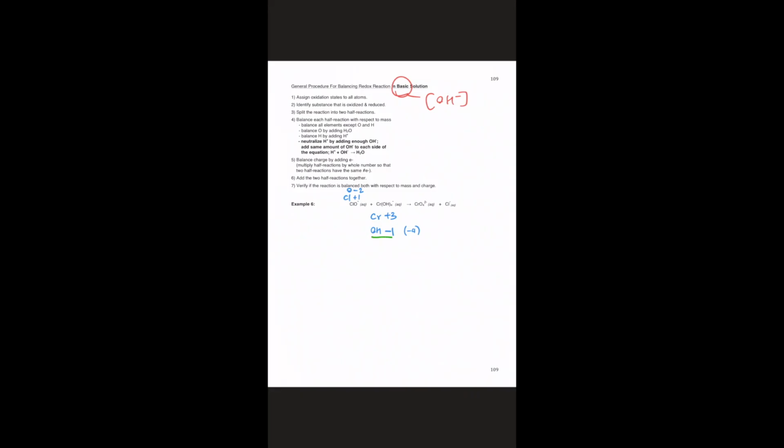So from the hydroxide ion, we know that the overall charge has to be -1. Therefore, oxygen in this case would be -2 and hydrogen would be +1. If you add these two together, it gives you -1 for each hydroxide ion. Okay. Do the same thing for the chromate ion as well.